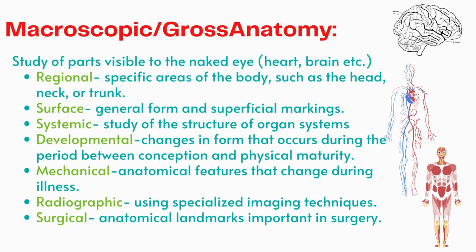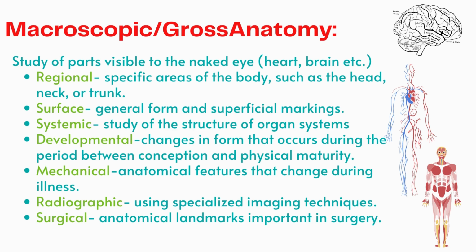We have the first one, regional anatomy. Under regional anatomy, we focus on specific areas of the body, and in this case, we may choose to study the body by looking at the head, the neck, the trunk. So all those structures. You are focusing on specific regions of the body. We also have another subdivision, which is surface anatomy. Under surface anatomy, you study the human body by looking at the general form and the superficial markings.